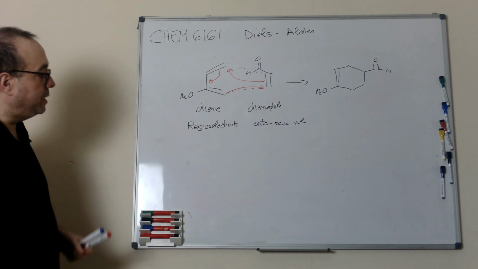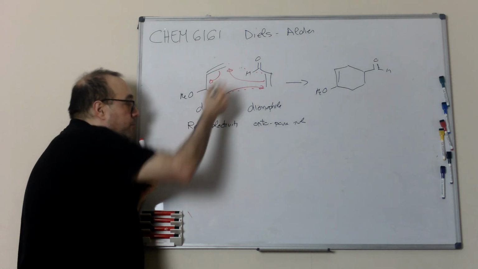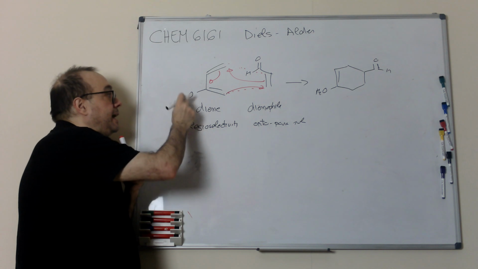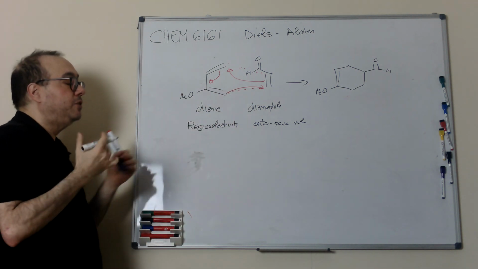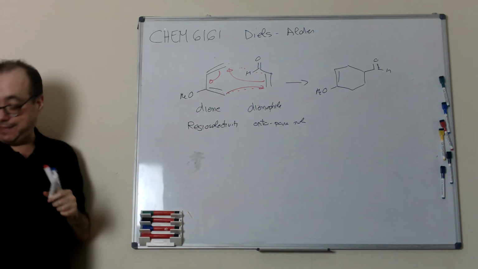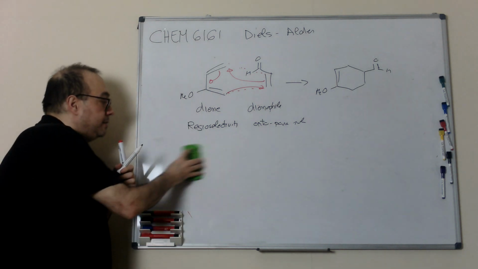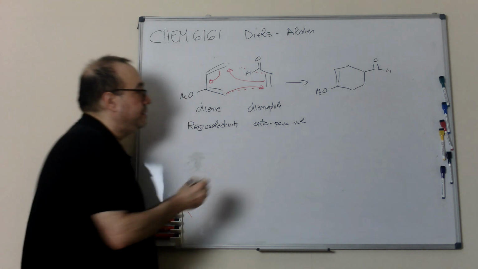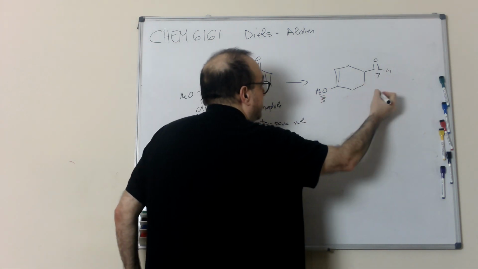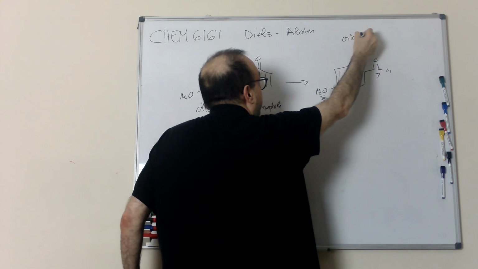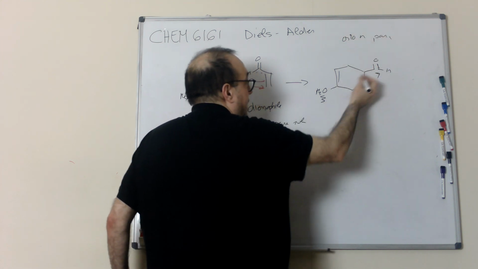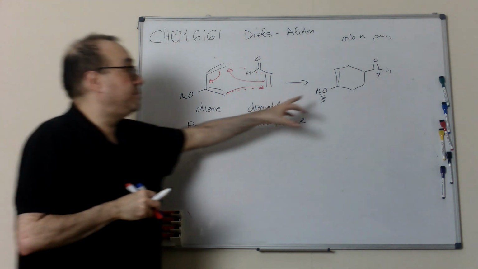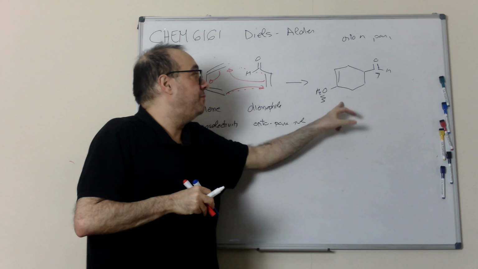What does this mean? When I have one substituent in each part, in the diene and another in the dienophile, the most normal regioselectivity is when the two substituents are located ortho or para to one another. In this case, they are para, and we are following the nomenclature of the benzene rings. This is para, that means 1,4.